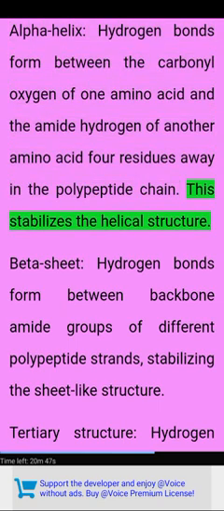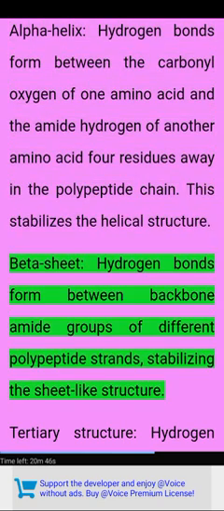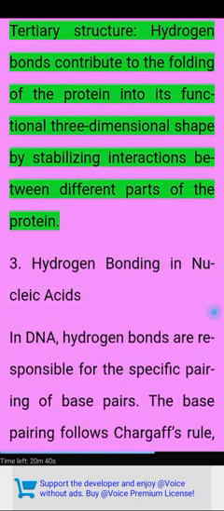This stabilizes the helical structure. Beta sheet. Hydrogen bonds form between backbone amide groups of different polypeptide strands, stabilizing the sheet-like structure. Tertiary structure. Hydrogen bonds contribute to the folding of the protein into its functional three-dimensional shape by stabilizing interactions between different parts of the protein.